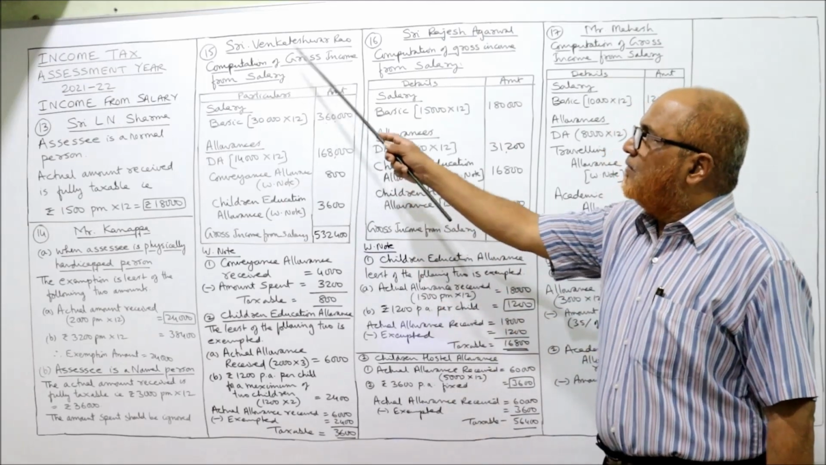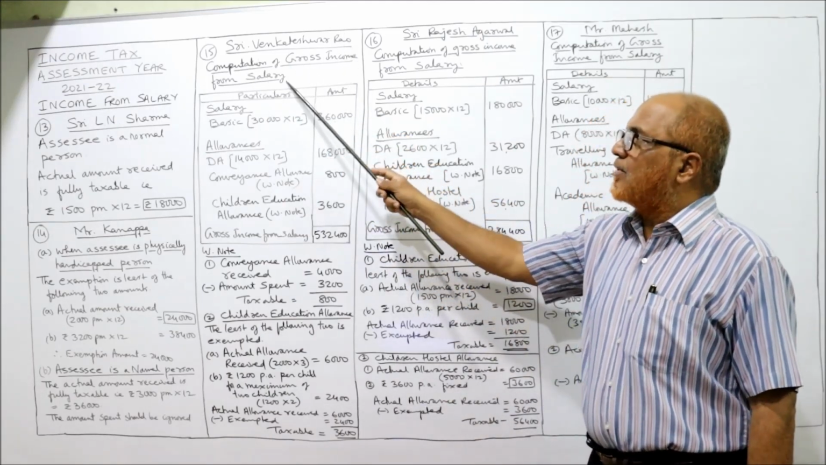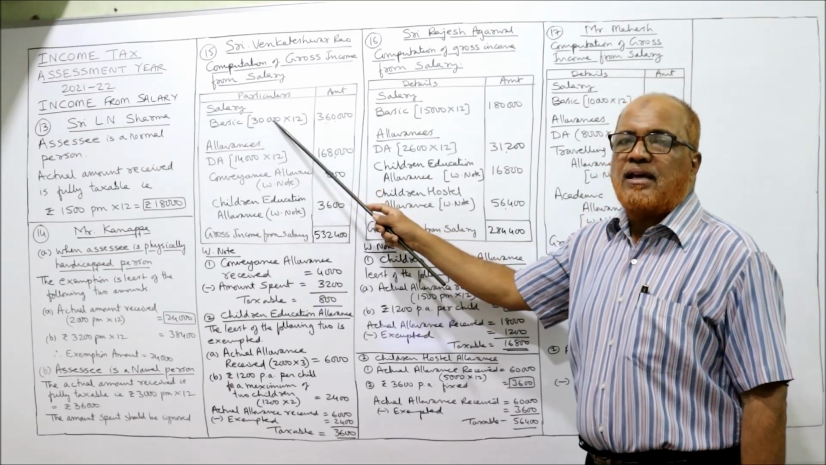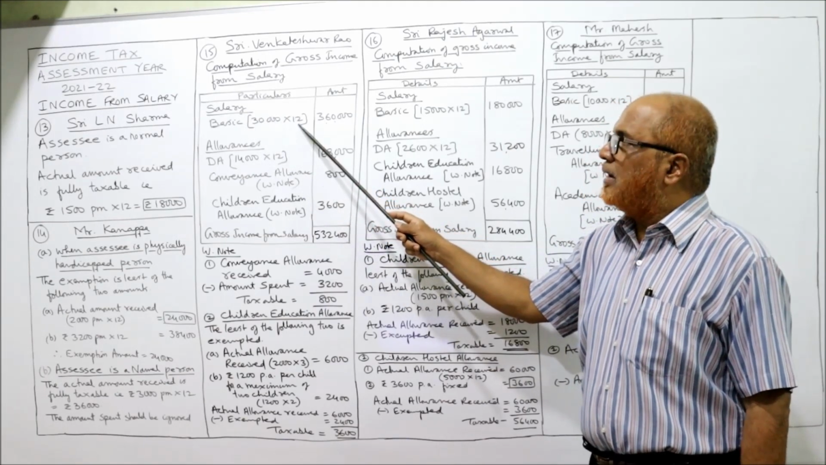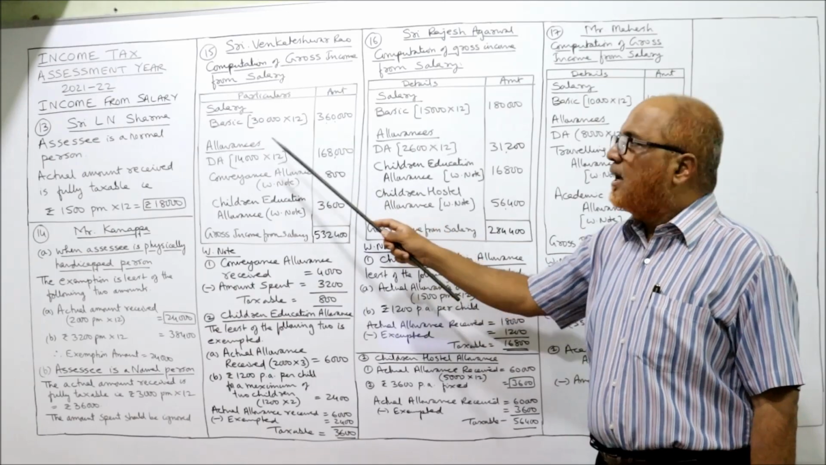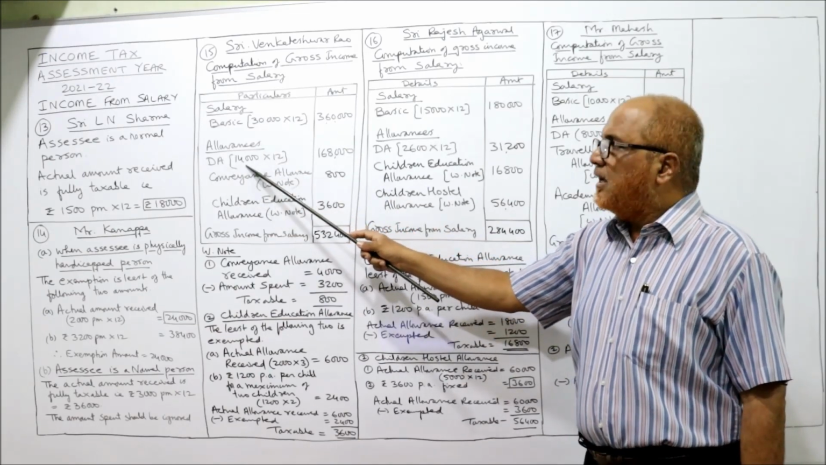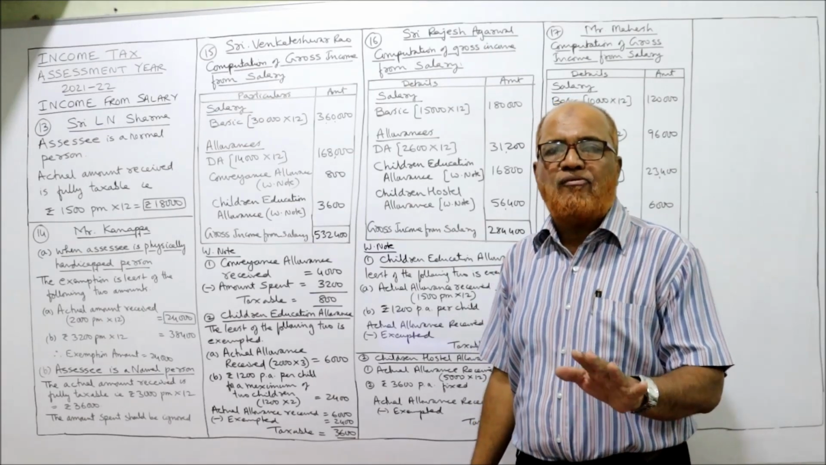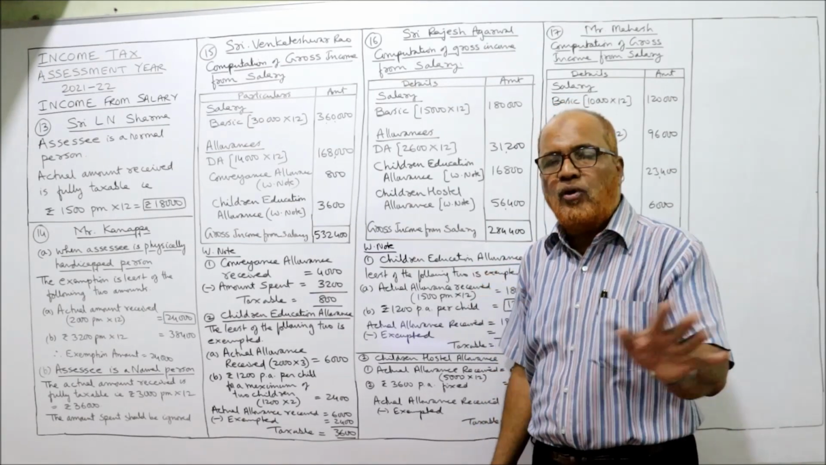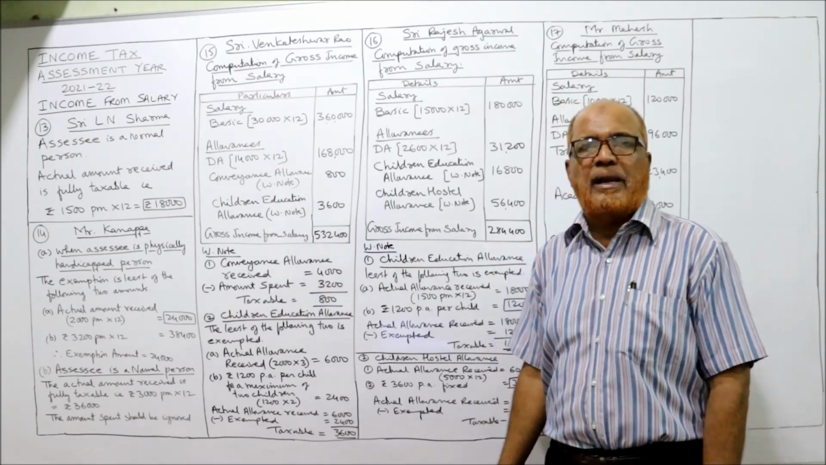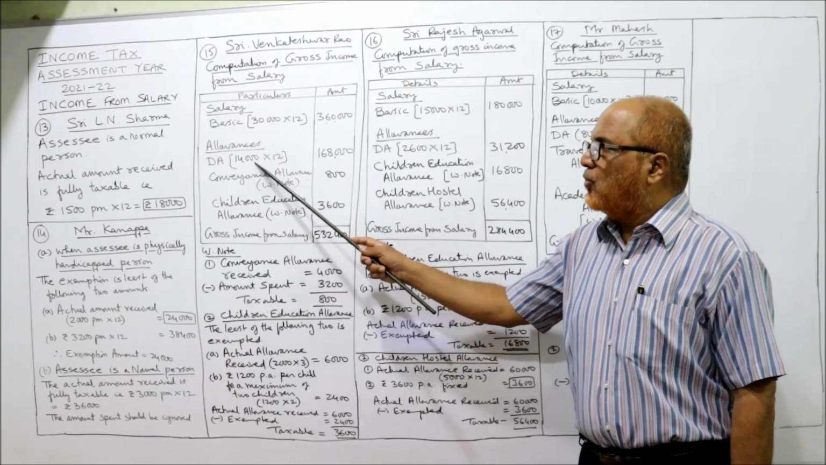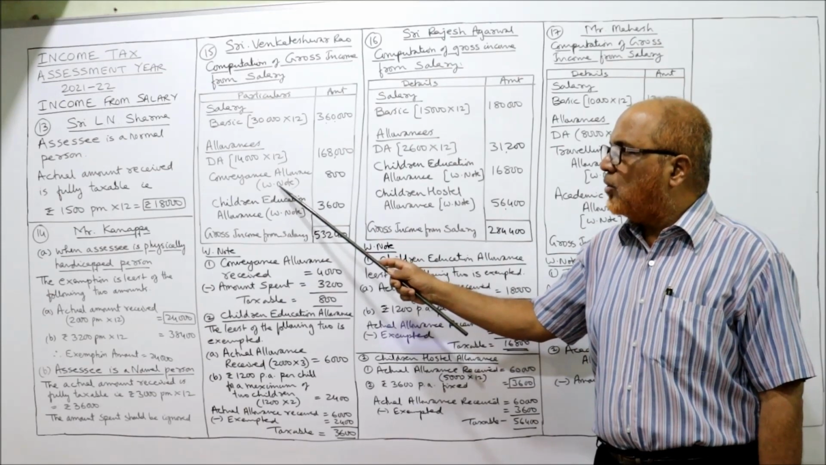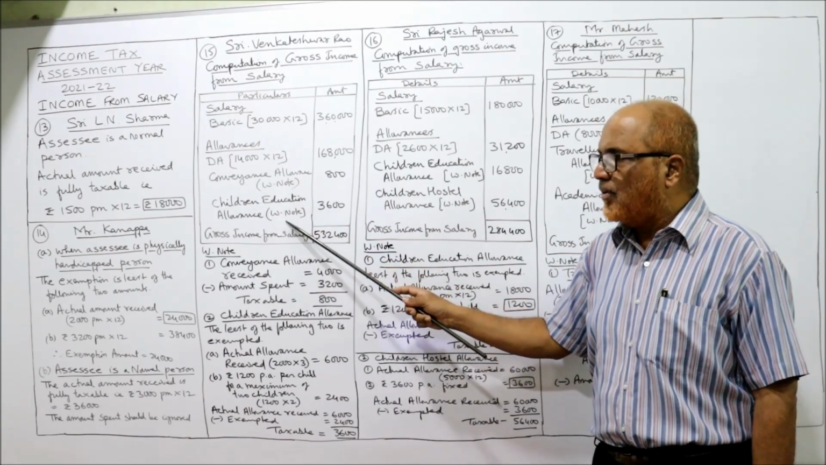See carefully. Sri Venkateshwar Rao, computation of gross income from salary. Basic salary given 30,000 per month into 12, 3,60,000. Allowances, DA: 14,000 per month into 12. There is no exemption for DA. DA is fully 100% taxable always. So DA 14,000 into 12, 1,68,000. Conveyance allowance working note, children education allowance working note.